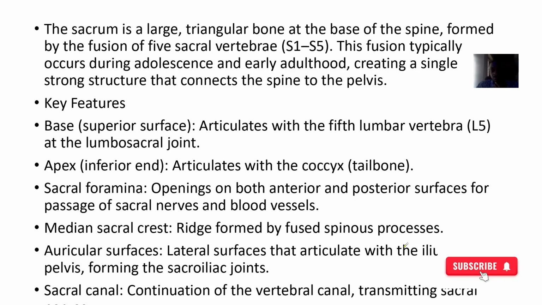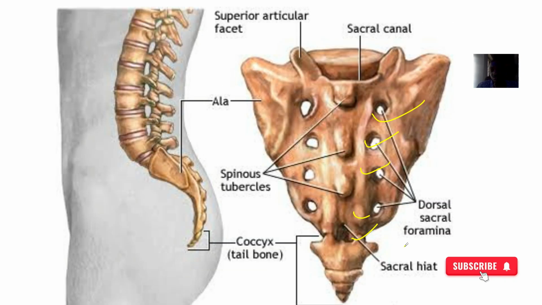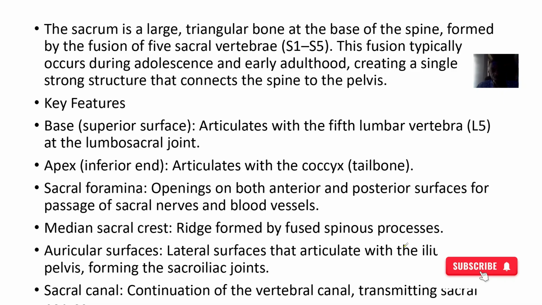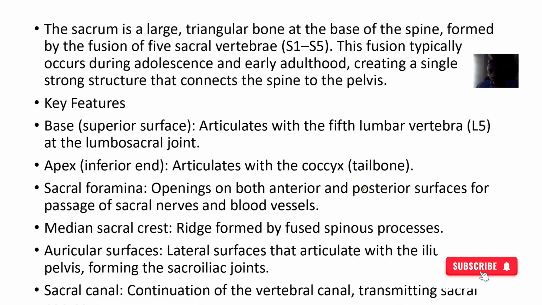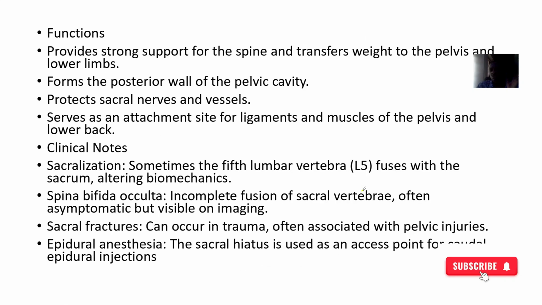Then you have the sacral foramina, openings where nerves and blood vessels pass through. You have the median sacral crest. Then we have the auricular surface. Then we have the sacral canal, which is a continuation of the vertebral canal. So that's what we got.